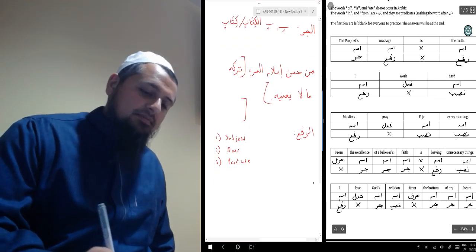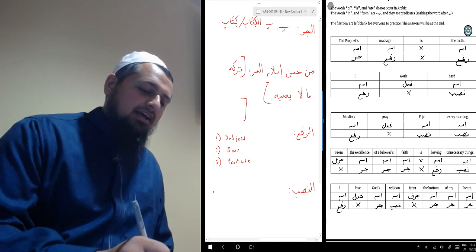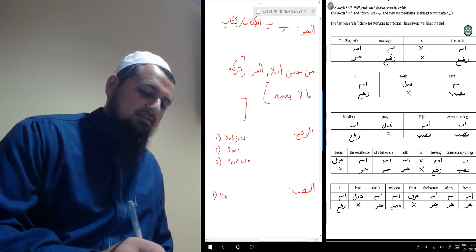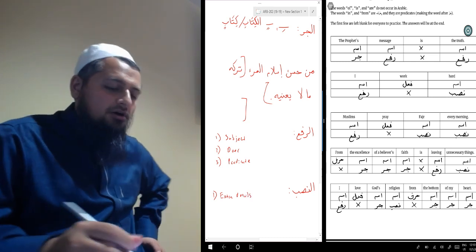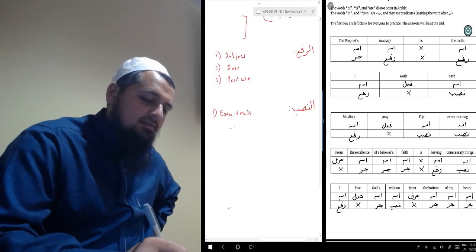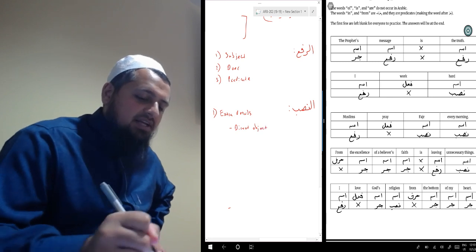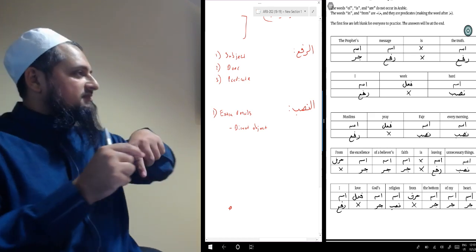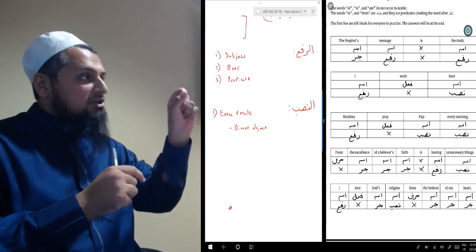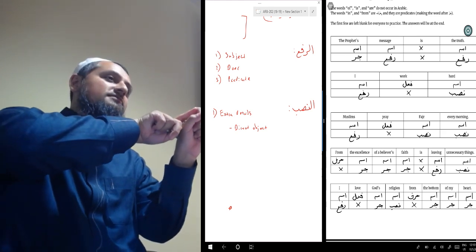For the state of nasab, he just puts extra details. Extra details could include what we call the direct object. The direct object is the person or thing upon which the action of the verb takes place. So if I have a verb, oftentimes the action of that verb is going to take place upon something.